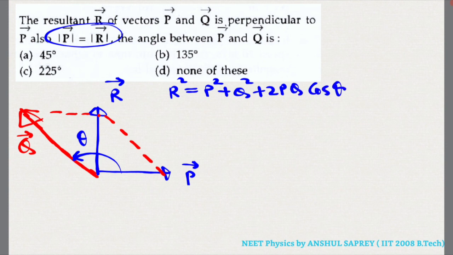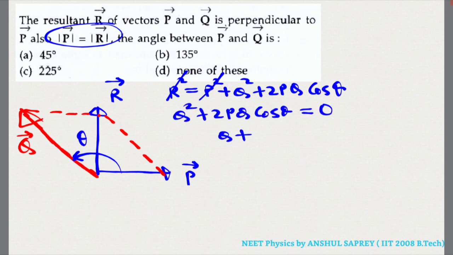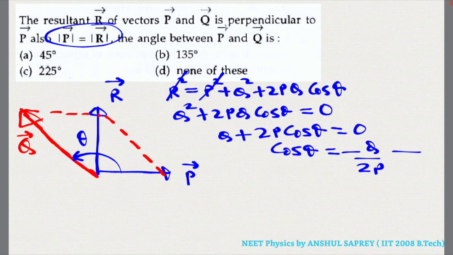Since P and R are equal, we are getting Q square plus 2PQ cos theta is equal to 0. Take Q common: Q plus 2P cos theta is equal to 0. So cos theta is equal to minus Q by 2P. Suppose this is the first equation.